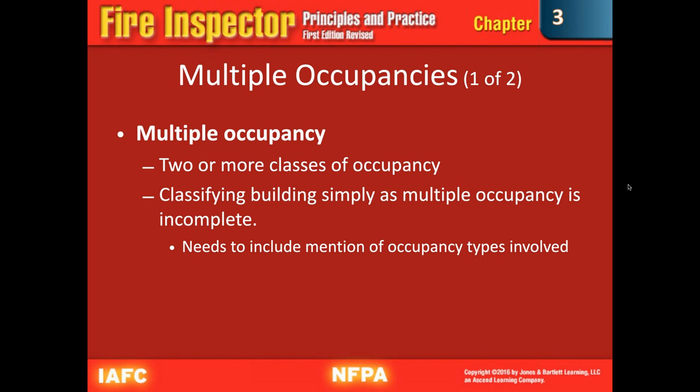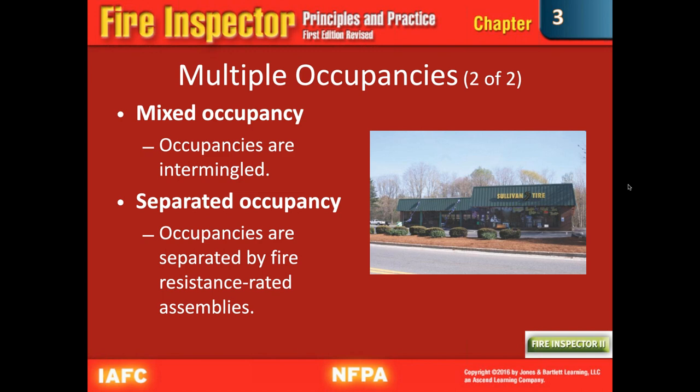Mixed occupancy contains occupancies that are intermingled, so each portion of the building is classified according to its use. The following should comply with the most restrictive fire and life safety requirements of the occupancies involved: means of egress, facilities, types of construction, and protection and other safeguards. A separated occupancy contains occupancies that are separated by fire resistance rated assembly. So the party wall would be a separated occupancy. It's where you have one structure, one building, but you can actually count it as two separate ones because of that firewall or that party wall that's there.